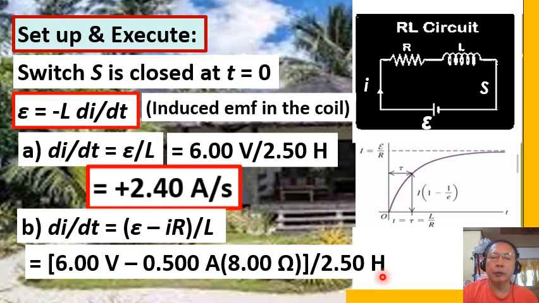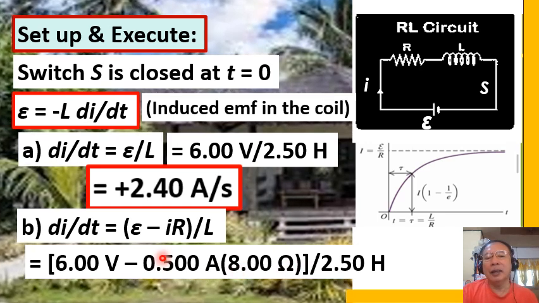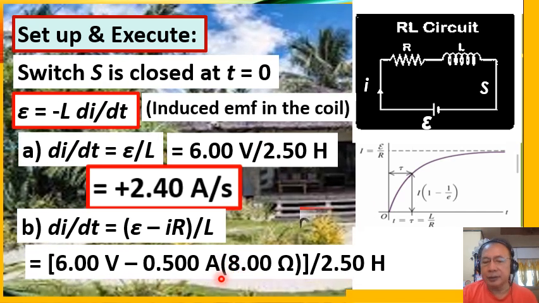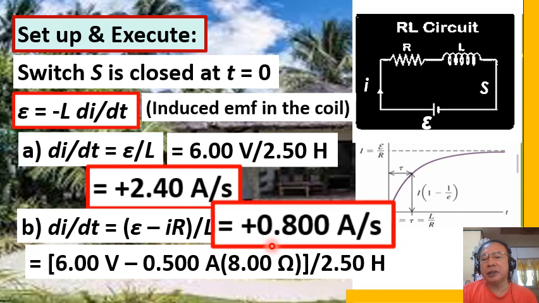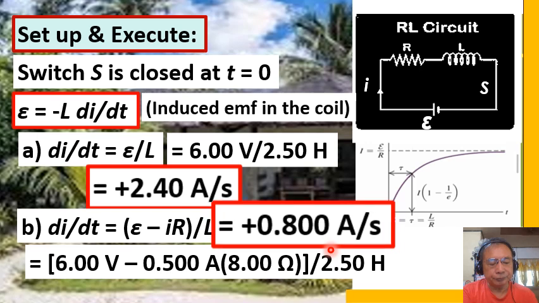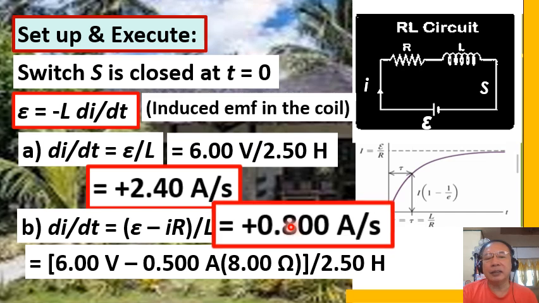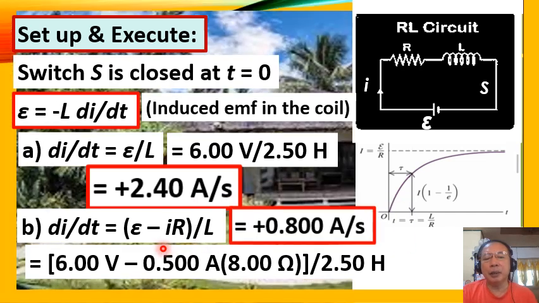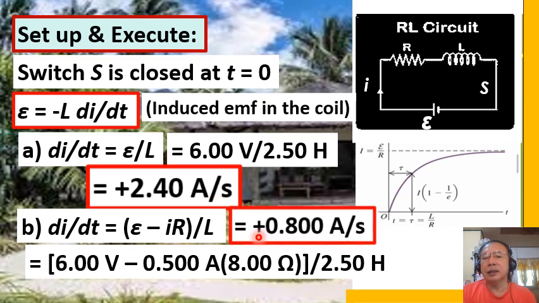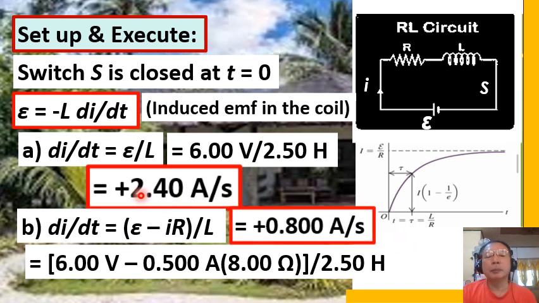So when we do our math, we find the rate of increase in the current, at an instant when the current small i is equal to 0.500 amperes, that is positive 0.800 amperes per second. So notice that our answer in part B, the rate of increase in the current, di over dt, is less than what we got in part A.